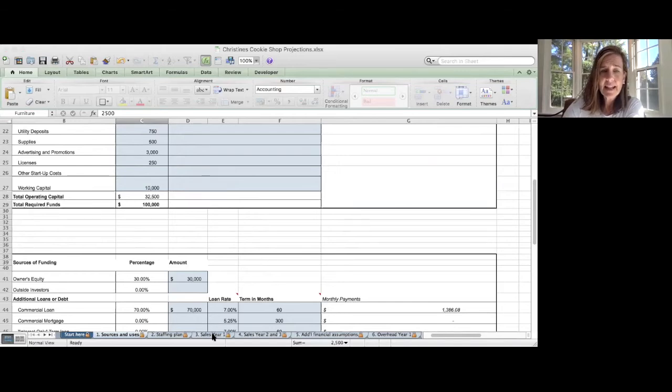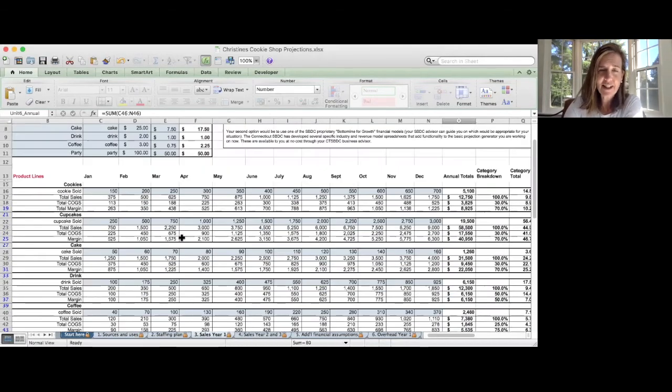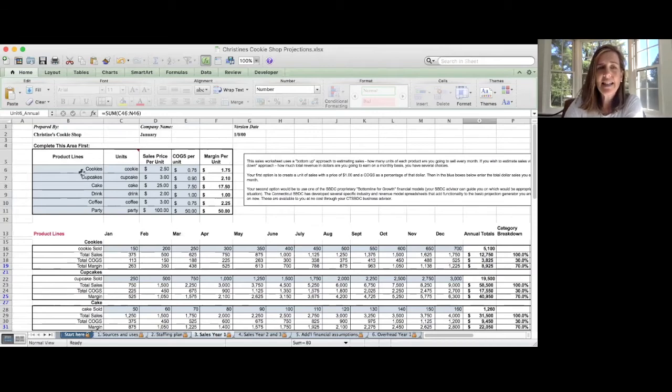What I am planning is to offer a combination of baked goods here. So you'll see, if you look on the top left, cookies at $2.50 each at a 75-cent cost, cupcakes, $3 each, 90-cent cost. I'm going to make cakes, sell drinks, coffee, and then offer parties. So slightly different cost structure on the parties.